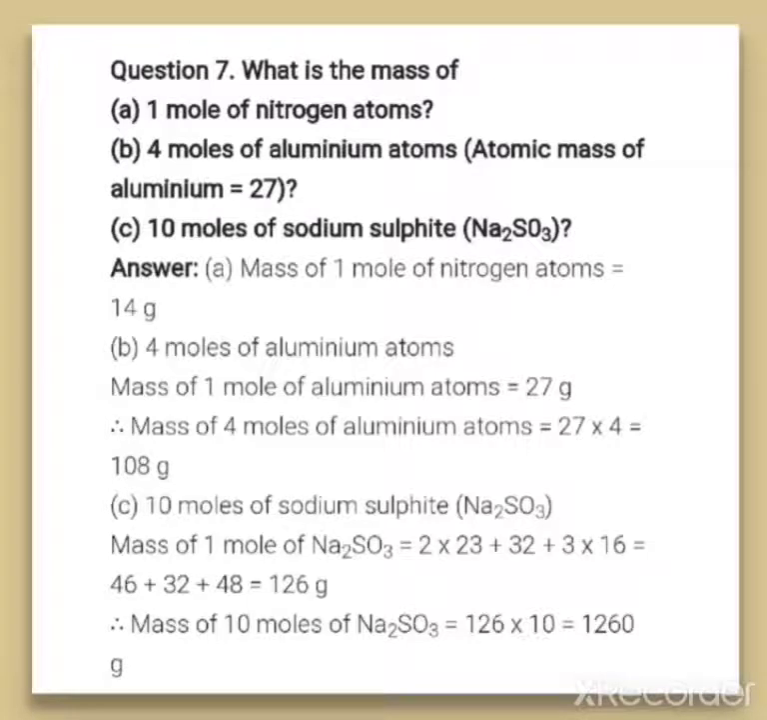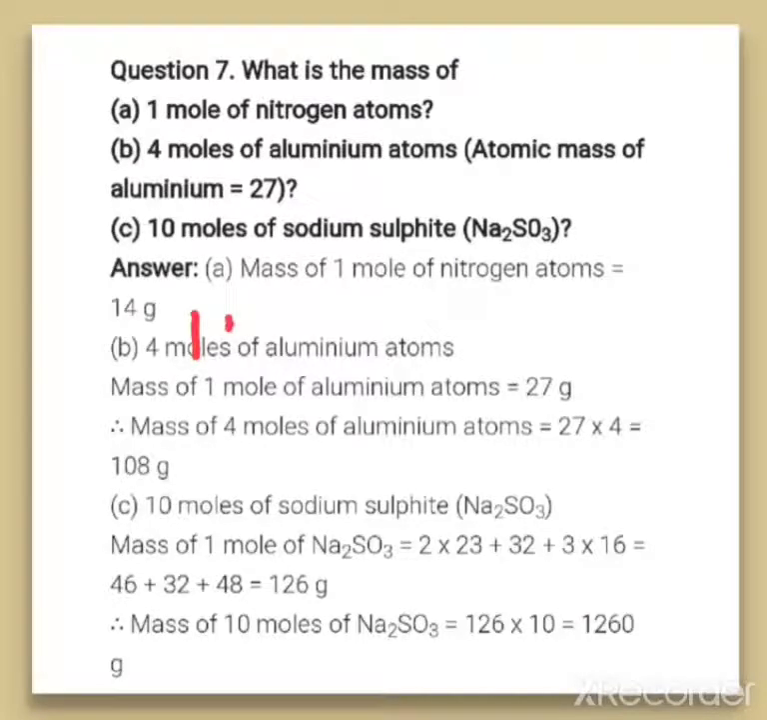Question number 7. That is a text exercise question. What is the mass of the following? A, B, C is given. So let us find out. First one, part A, 1 mole of nitrogen atom. We have to find out the mass. What is given to us? Mole is given. So what is the relation of mass and mole?